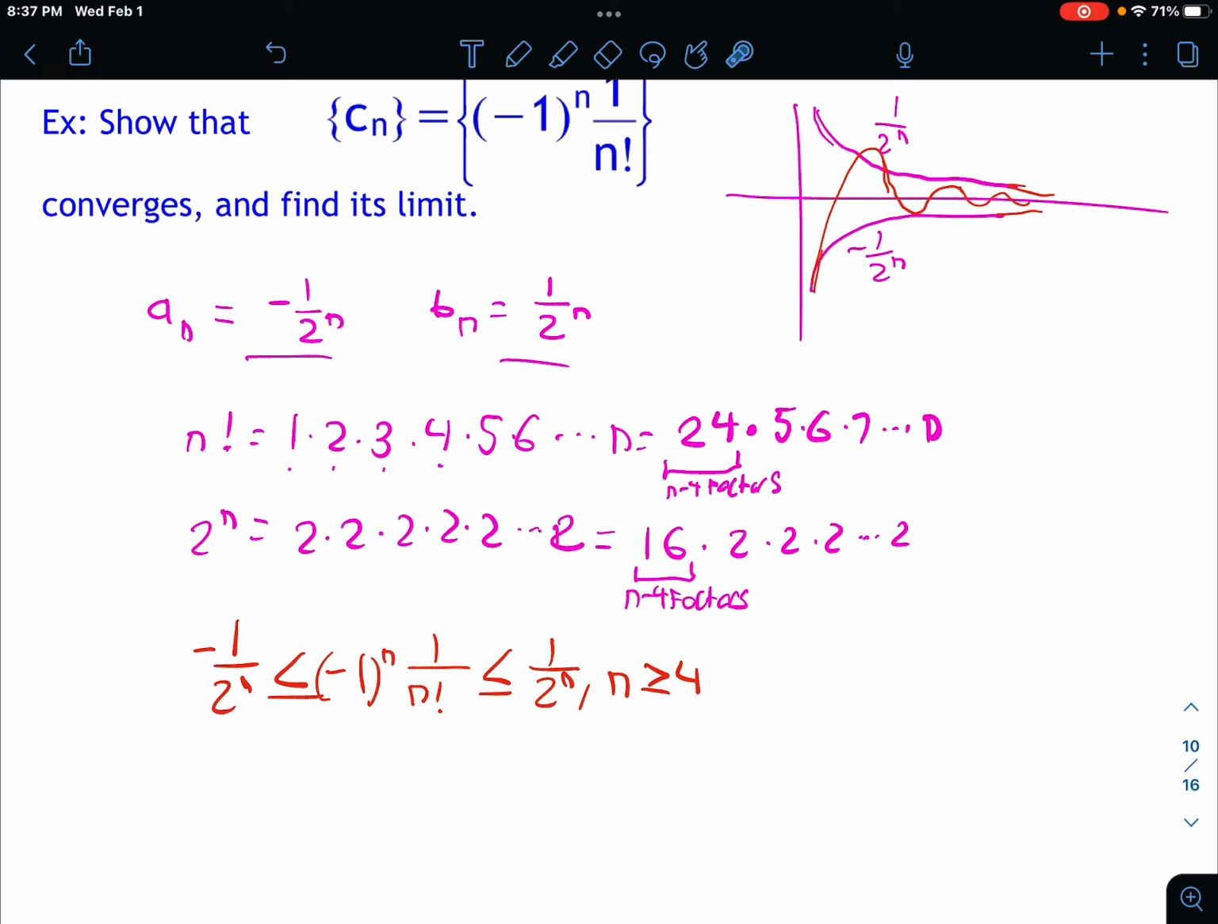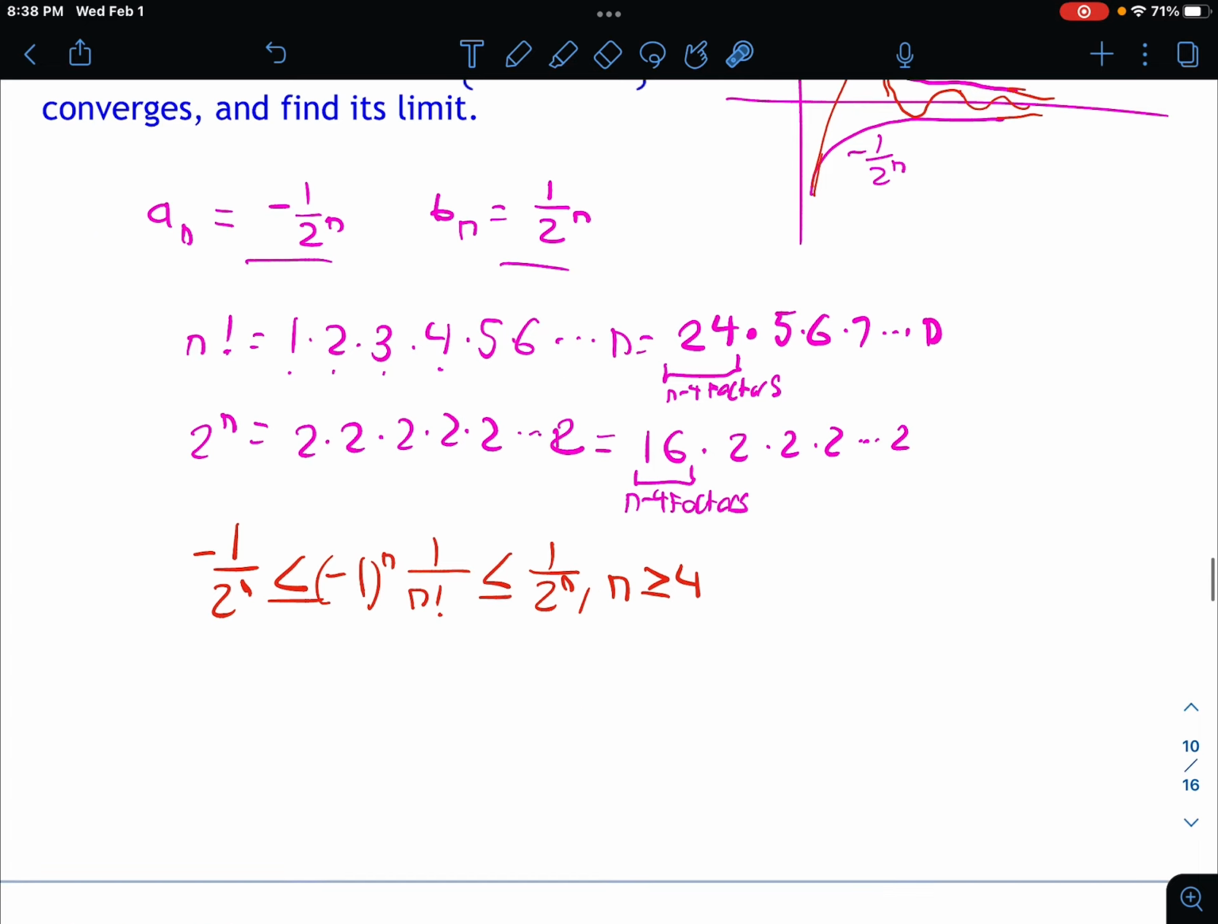Before it, it is smaller. Why? 1 times 2 times 3 is 6. 2 times 2 times 2 is 8. So after the fourth term, we know that the top function is going to grow much faster, and that's where this part is where we're going over the topmost function, okay? And we're also going to be below it over here as well, okay?